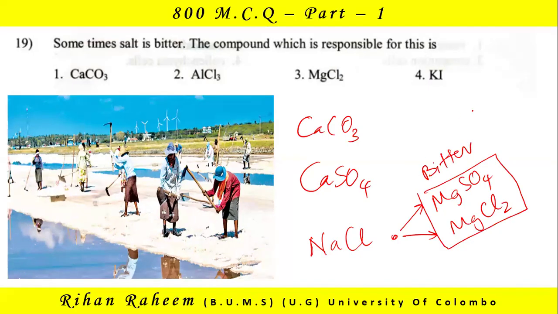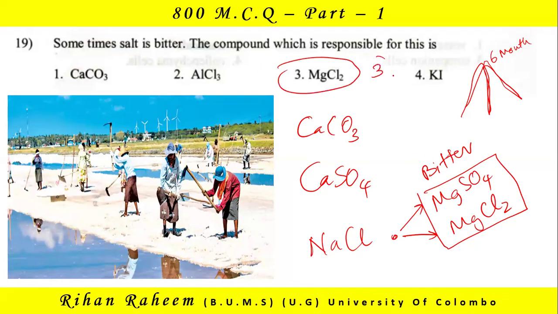To remove these, they keep the produced salt in a prismatic form for 6 months. Naturally, automatically, they will get removed. But you have to keep it. Before that, if you try to eat the salt, it will have a bitter taste. It won't be a salty taste. It will be bitter. Kasapu. Tittai we say. So here the answer is magnesium chloride, the third one. 19th one, answer number 3.